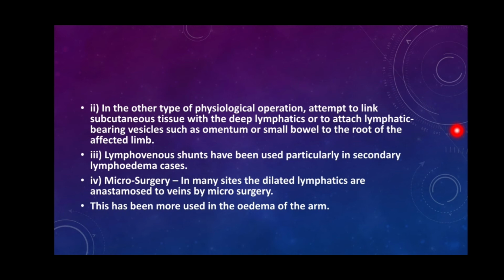In the other type of physiological operation, attempts are made to link subcutaneous tissue with the deep lymphatics or to attach lymphatic bearing vesicles such as omentum or small bowel to the root of the affected limb. Third, lymphovenous shunts have been used particularly in secondary lymphedema cases. Fourth, microsurgery. In many sites, the dilated lymphatics are anastomosed to veins by microsurgery. This has been more used in the edema of the arm.